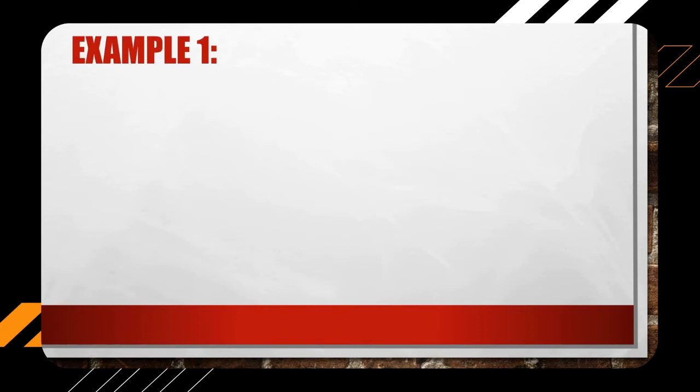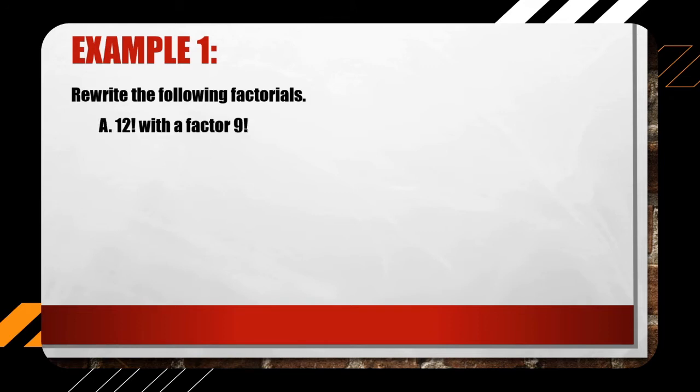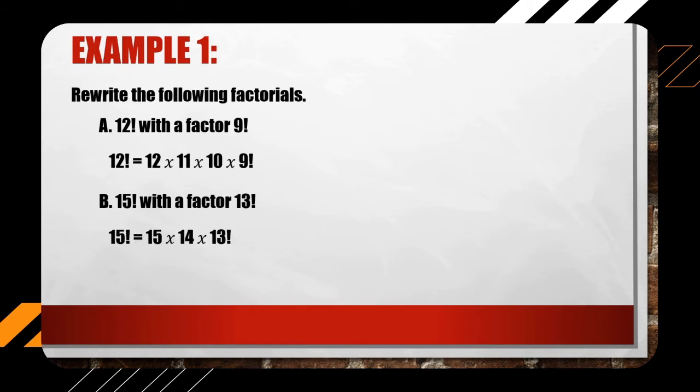Okay, so example number 1. Rewrite the following factorials. Letter A. 12 factorial with a factor 9 factorial. So that is 12 factorial equals 12 times 11 times 10 times 9 factorial. Letter B. 15 factorial with a factor 13 factorial. So 15 factorial is equal to 15 times 14 times 13 factorial.